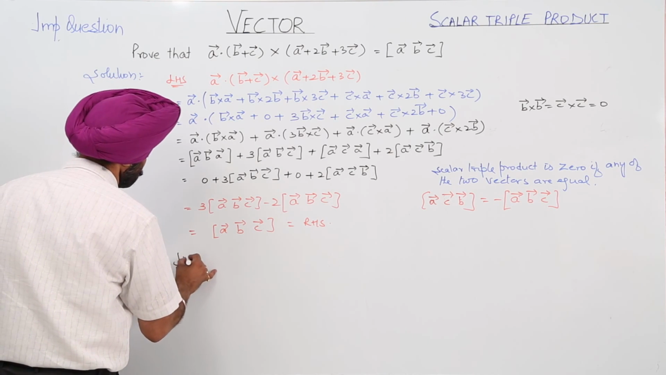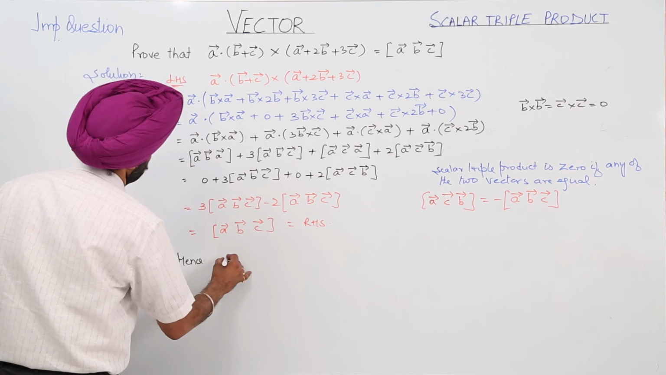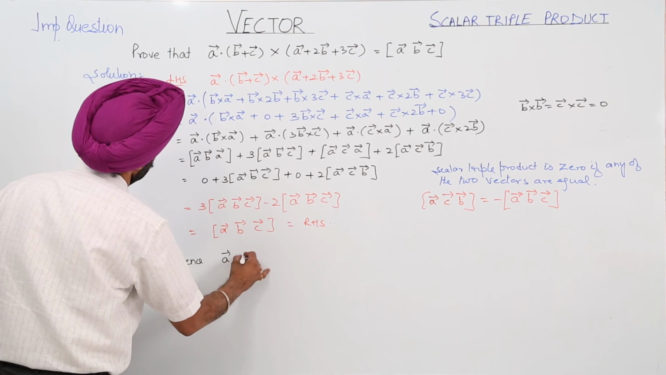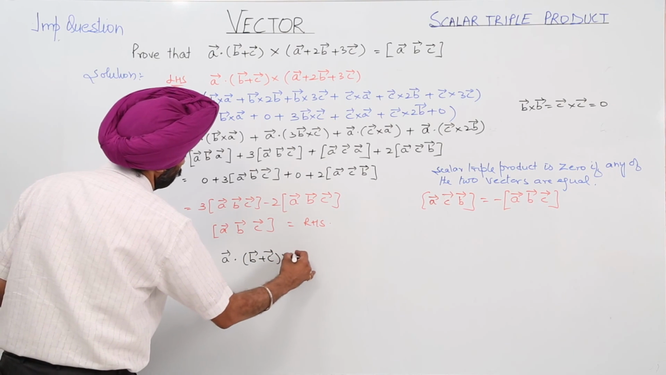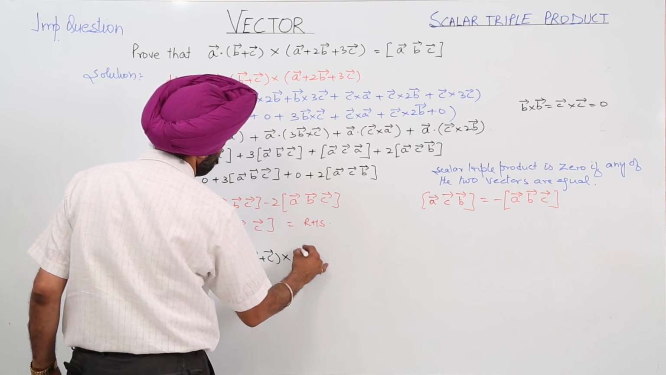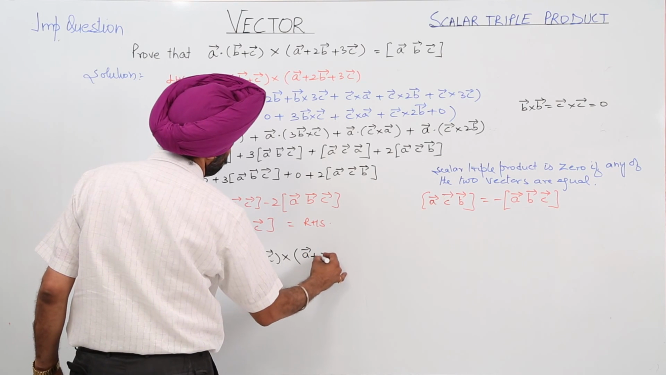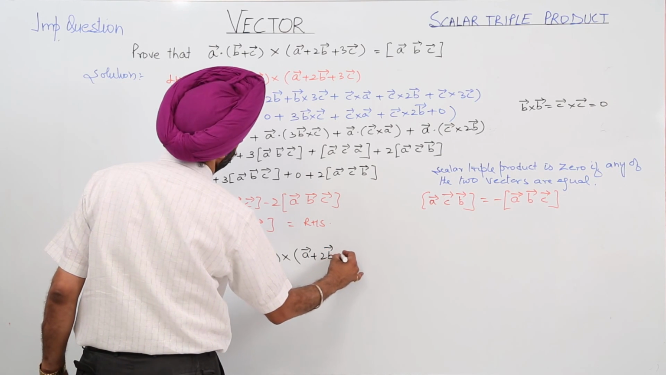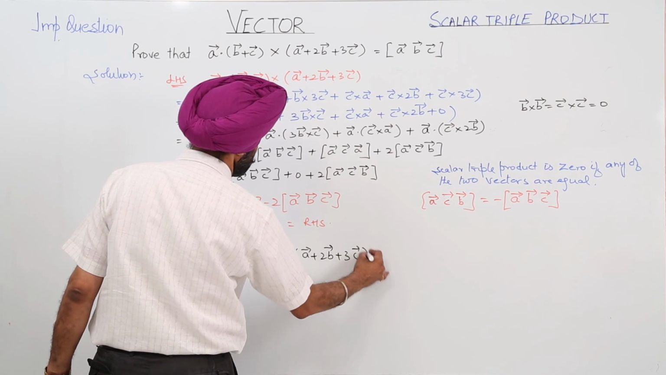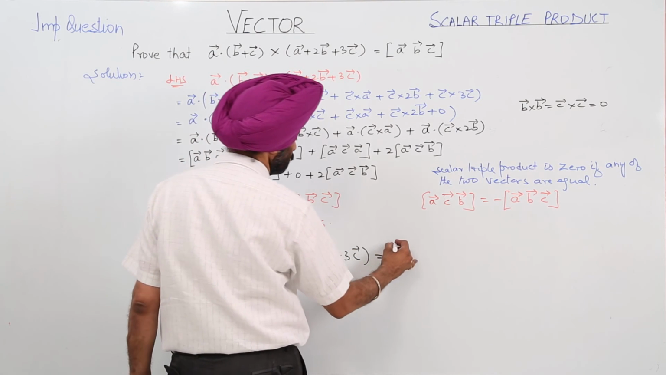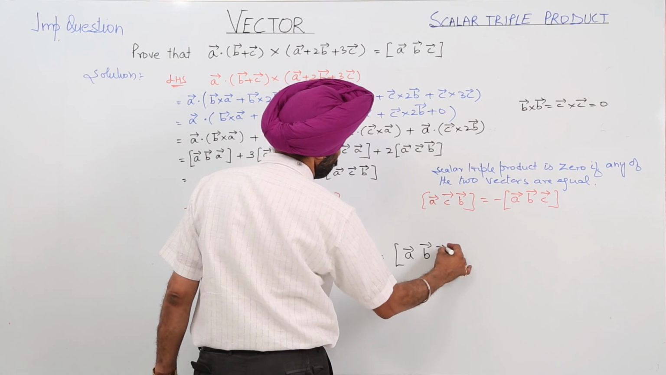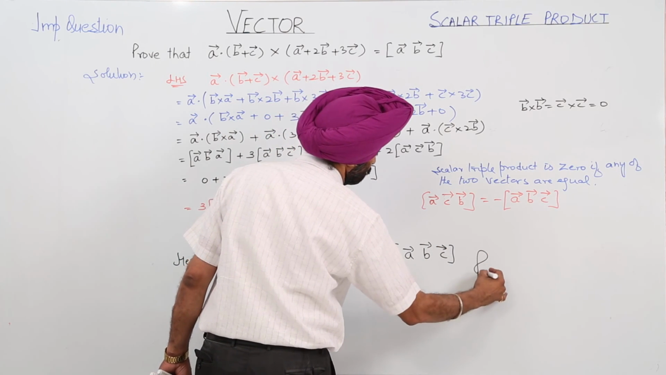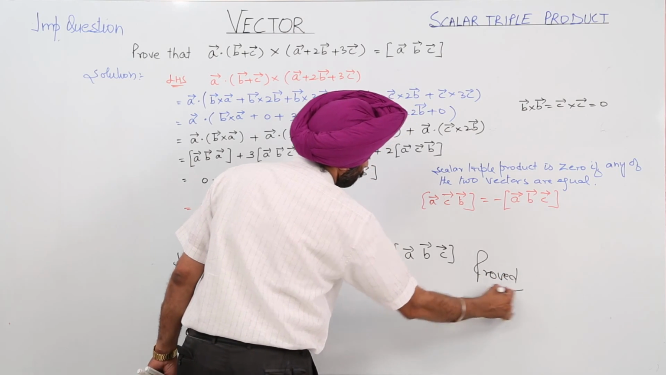Hence vector A dot vector B plus vector C with cross product for vector A plus twice of vector B plus 3 times of vector C is equal to vector A, vector B, vector C. Proved.